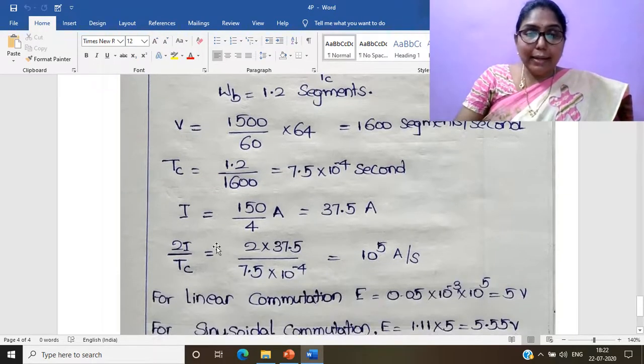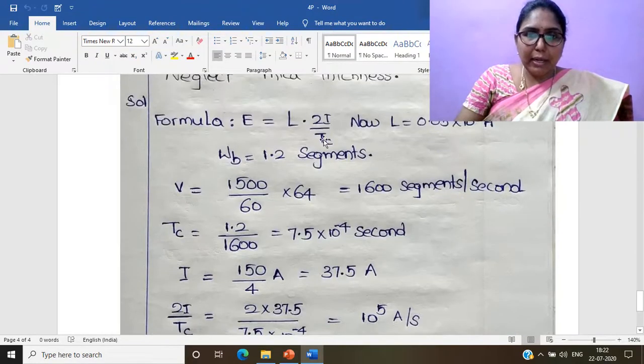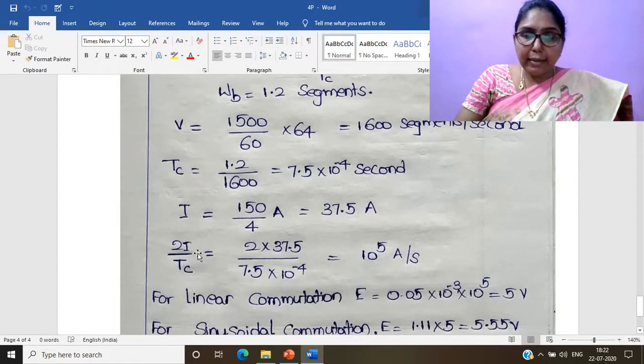Now coming to the current calculation, because we need to calculate the 2I by Tc factor. So what is the current here? They mentioned it is a lap winding, so we need to calculate the current per path. How many parallel paths are there in a lap winding? A equals P, where P in the problem is 4. So current equals 150 amperes by 4, because we need to consider the number of parallel paths. By simplifying this we get 37.5 amperes.